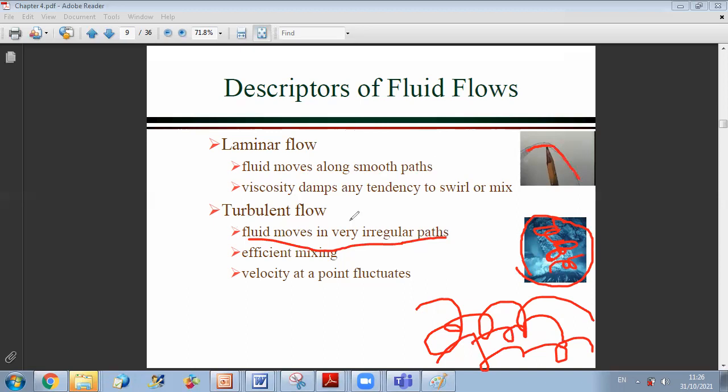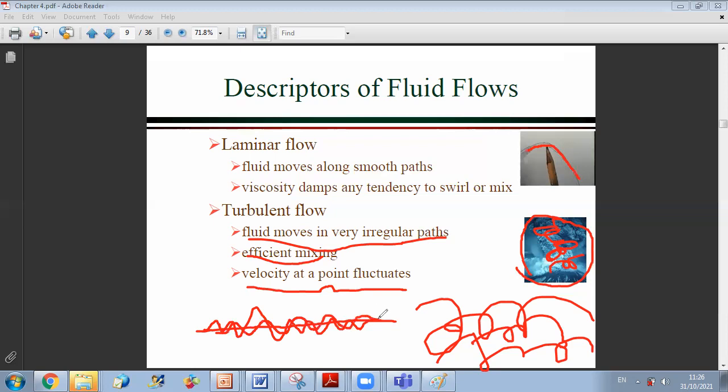In case of turbulent flow, we have efficient mixing, and at any point, the velocity will fluctuate. If you observe the velocity variation, it will always fluctuate around a certain average value. This is in case of steady flow. Even if the flow is steady, you cannot characterize it by a single value; you should just define an average velocity.